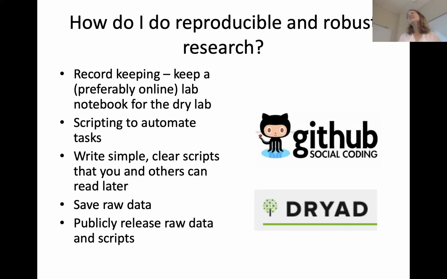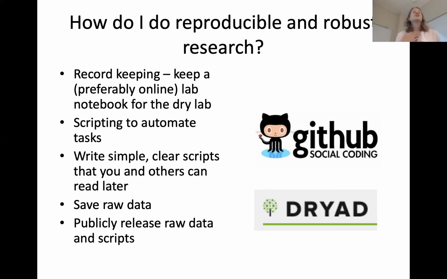Always save your raw data. Again, a journal is going to require you to upload it somewhere. And publicly release all your raw data and scripts. That's really the new paradigm in science, not to hold everything closed and not share, but to be as open and transparent as possible. I think we're starting to see a bit of a crisis in public trust of science.